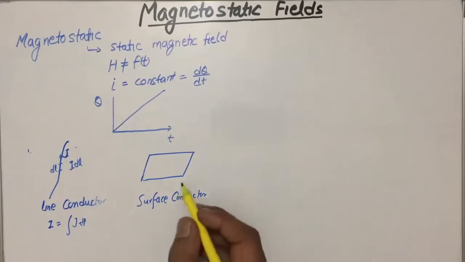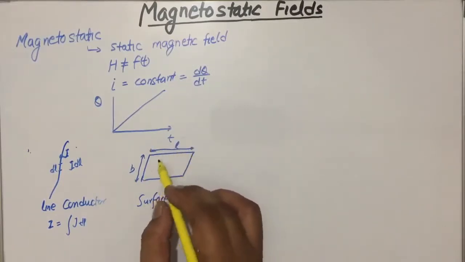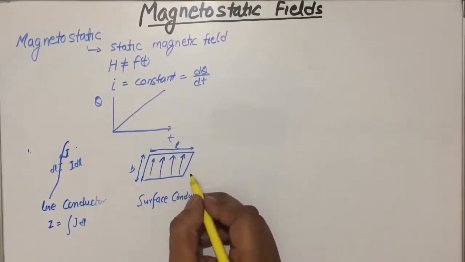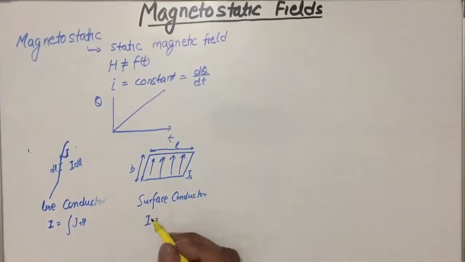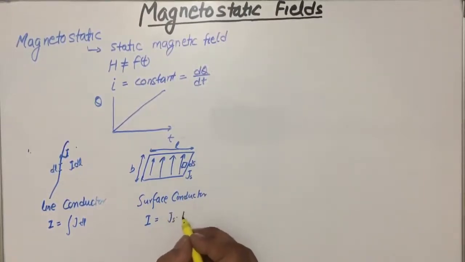So for a surface conductor, if the conductor is of width b, length L, and the current is flowing in this direction, we can say the surface current density is Js. If we consider any differential area, then from that differential area the current will be Js dot ds. It will be the total current flowing from the surface. Actually you can consider any thickness, and if you want to find the surface conductor, then the limit of this thickness tends to 0. In that case, the conductor can be assumed as a surface conductor.